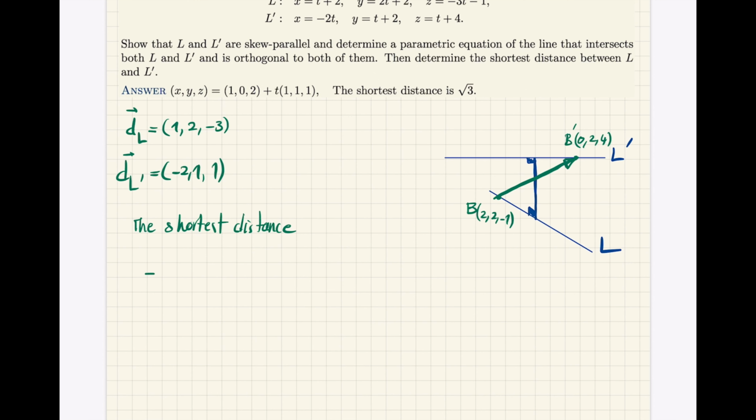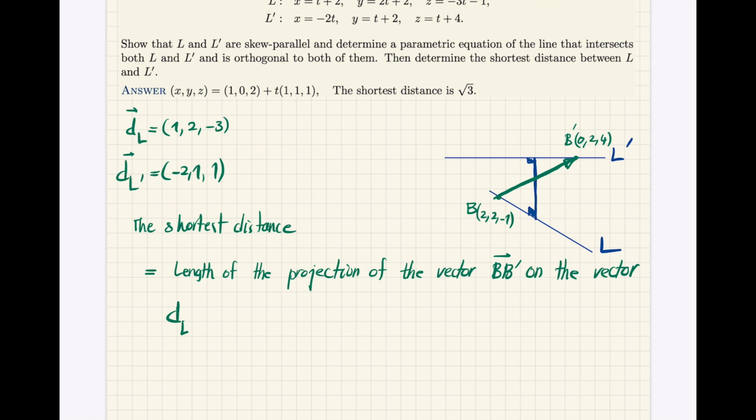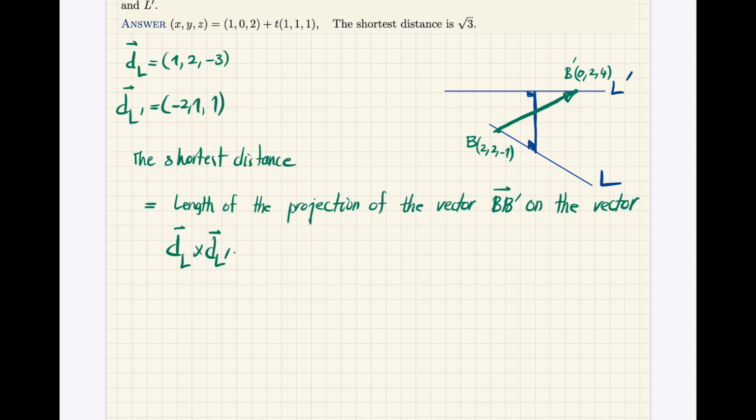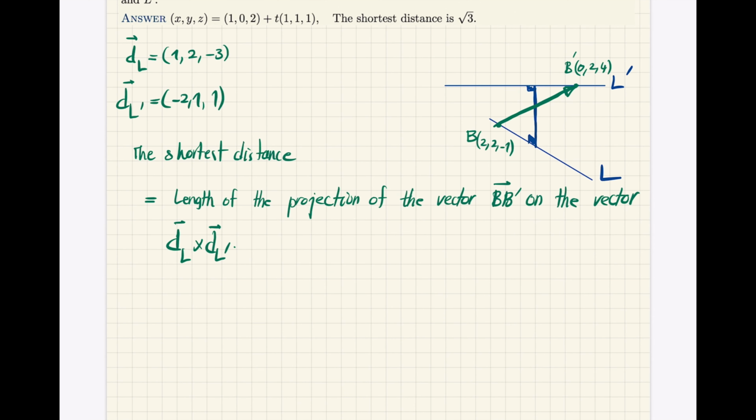is equal to the length of the projection, orthogonal projection of the vector BB prime on the vector DL cross DL prime. And of course, let me just write the formula here for you.